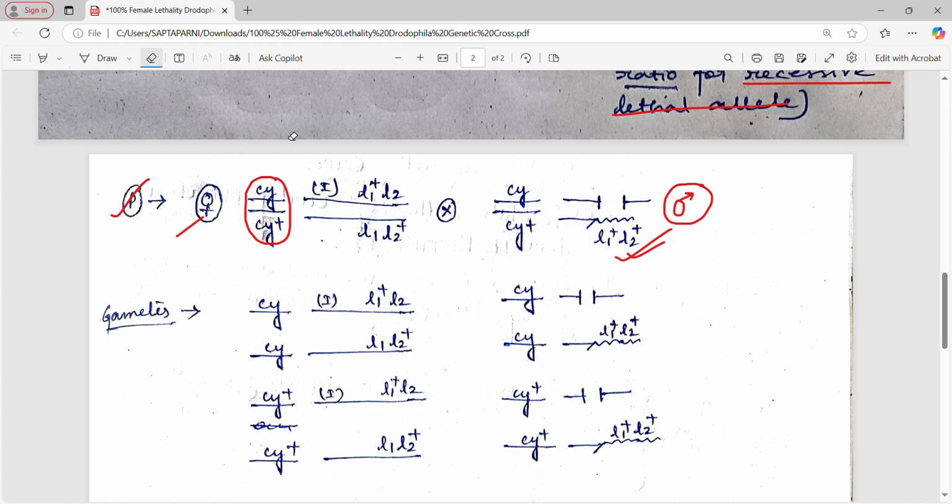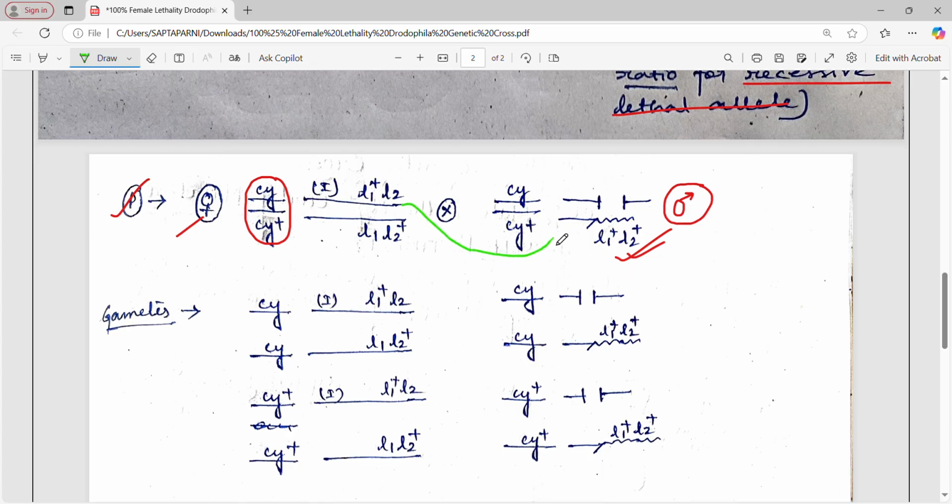In the case of male progenies, when this X chromosome of the mother combines with this Y chromosome of the father, it will get the product of L1 plus from both the X and Y chromosomes of the mother and father, and it will get the product of L2 plus from the father, because the absence of L2 plus on the mother's X chromosome is complemented by the presence of L2 plus on the father's Y chromosome. So obviously it will get the products of both L1 and L2, and this male will survive.